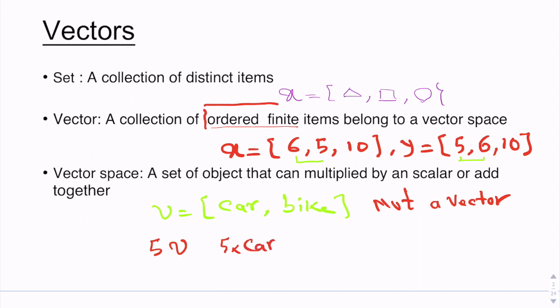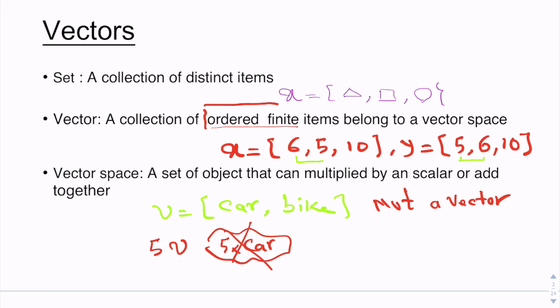How to do this multiplication? We didn't define this multiplication. So a vector is a collection of ordered items that has two properties. We can multiply the vector by a scalar, and we can also add up two vectors. So that might bring you to the conclusion that vectors can only be numbers. This is not true, however.